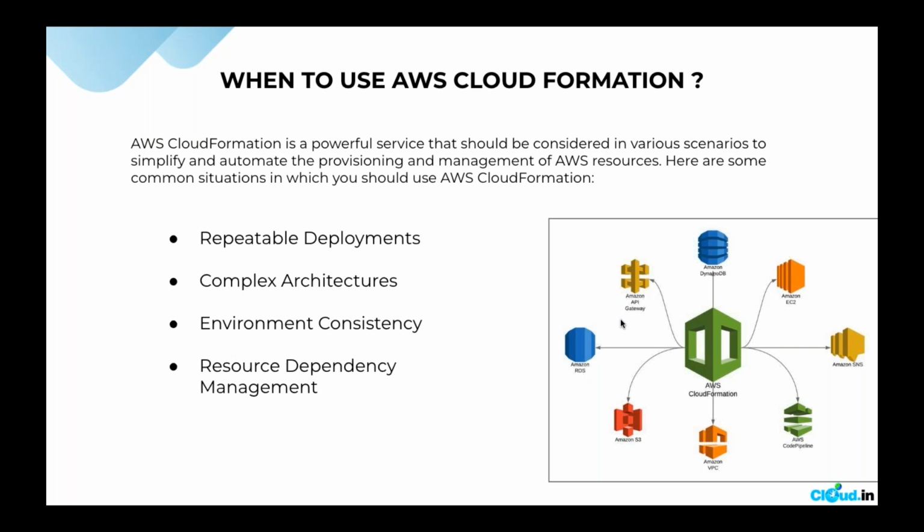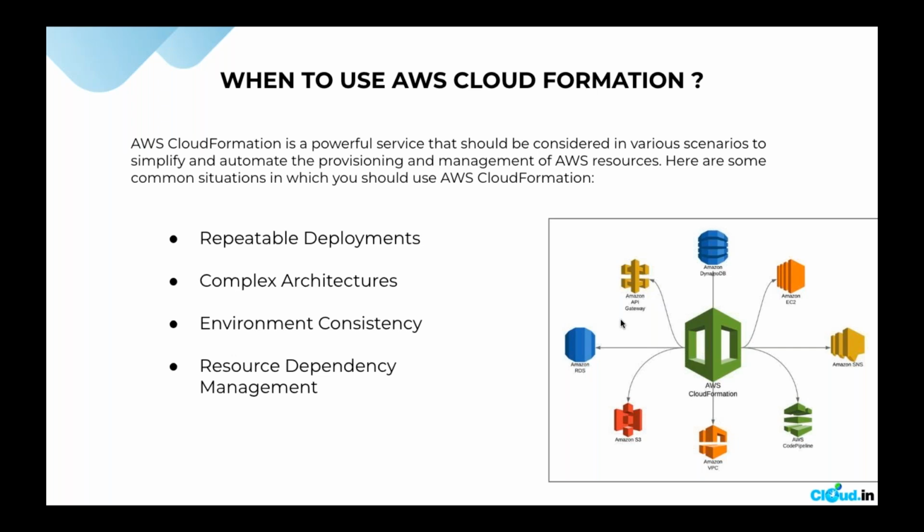Next, we have the environment consistency type. So when you want to maintain consistency between the development phase, the testing phase, and the production phase of your application, you can use CloudFormation for such a case. The CloudFormation templates that you define can be used to define and deploy identical infrastructure stacks across environments. So you can have different stacks for your production, your testing, and your staging environments.